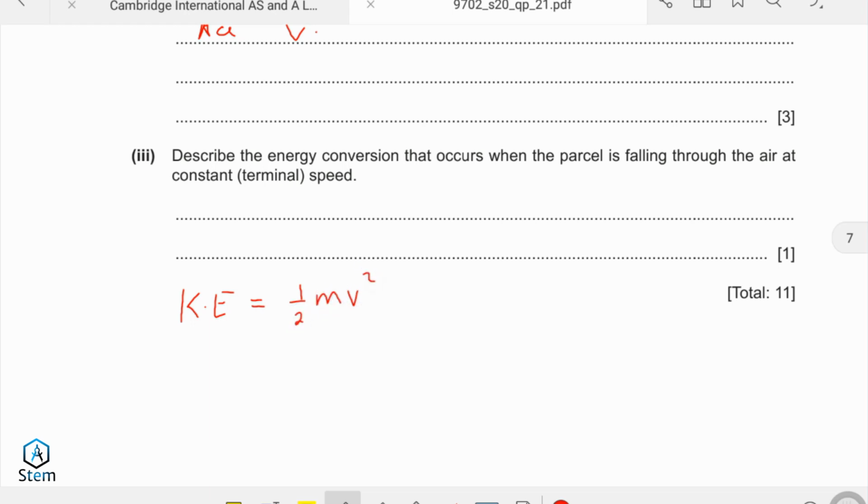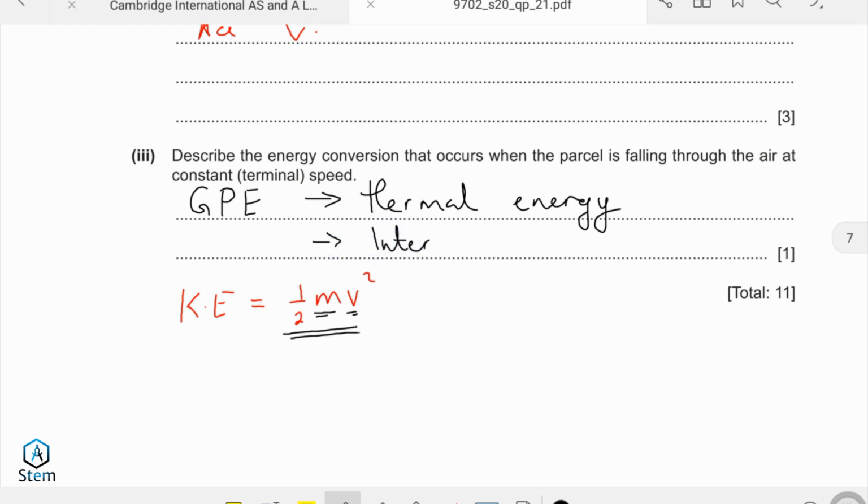So at constant or terminal speed, m, of course, will remain constant. The mass does not change, and the constant speed, well, it remains constant. So kinetic energy is not increasing. So where is this gravitational potential energy going? We are converting from GPE, gravitational potential energy, to thermal energy. This thermal energy, we can refer to it as internal energy of the parcel.